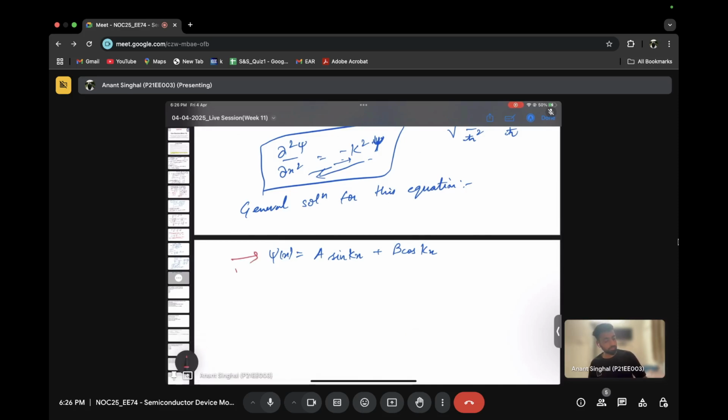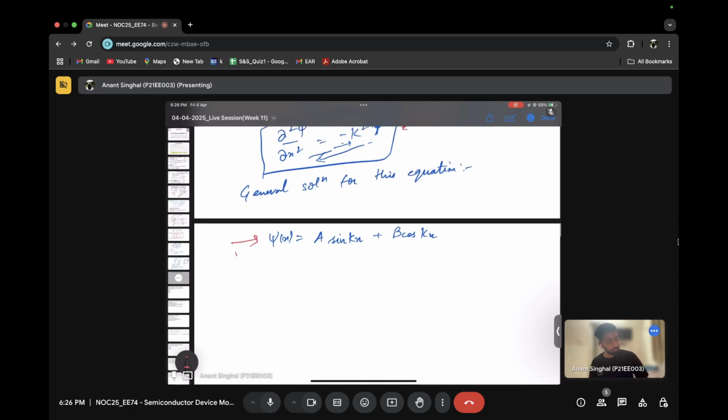Okay, so there is no very hard thing in this. If you differentiate it twice, you will get the same thing. Yeah, so now we need to find the constant. We know that at x equals 0, the wave function is 0, and at x equals L, the wave function is 0. These are the two boundary conditions that we know. So let's put it one by one.